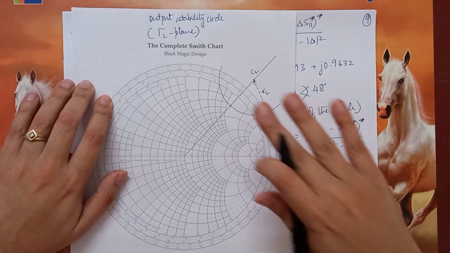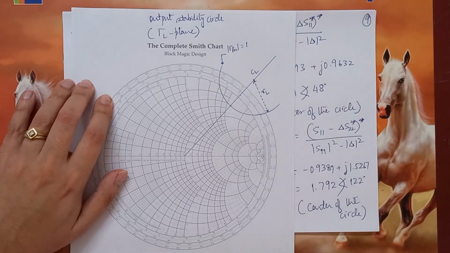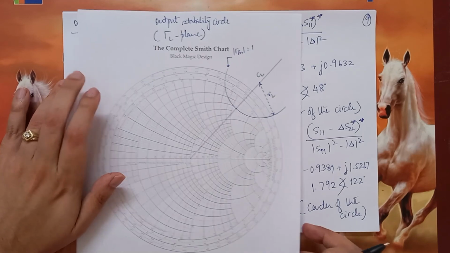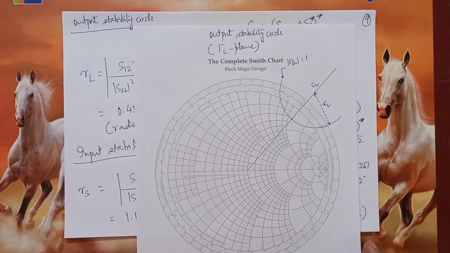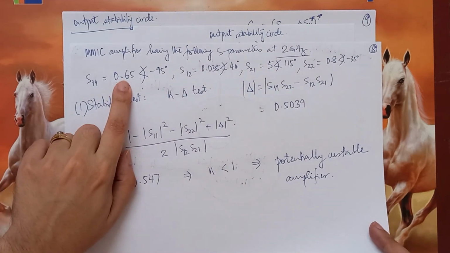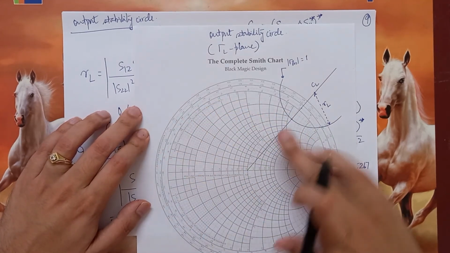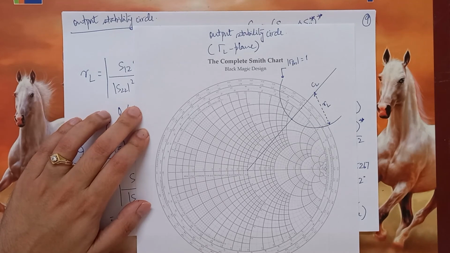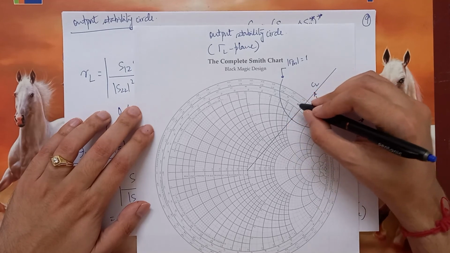Now we have this circle which indicates mod gamma in equals 1. Now one side of the circle will indicate a stable region, one side will indicate an unstable region. So which is which? Well, we have to see what is S11. S11 in magnitude, what we saw is 0.65. So S11 is less than 1. That means any point on this side over here, that is outside this circle, would be a stable region. So since it is a little easier for me to mark an unstable region, I will show that this is unstable.